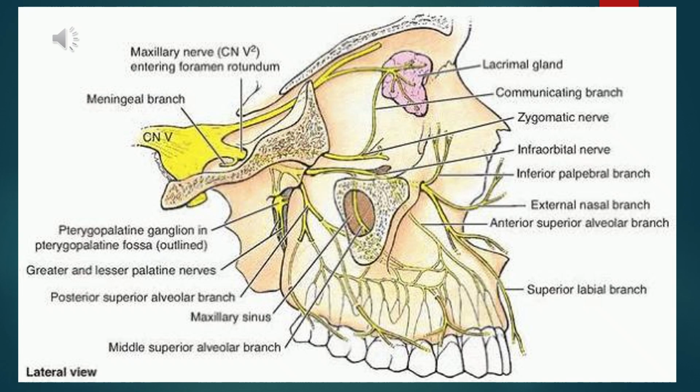After entering the pterygopalatine fossa, it gives some branches and then it runs forward to leave the fossa through the inferior orbital fissure and enter the orbit. In the orbit, it runs in the infraorbital groove and gives mainly two branches, the anterior superior alveolar and middle superior alveolar nerve. In the infraorbital groove, it is known as the infraorbital nerve, and then it exits through the infraorbital foramen to give its terminal branches.